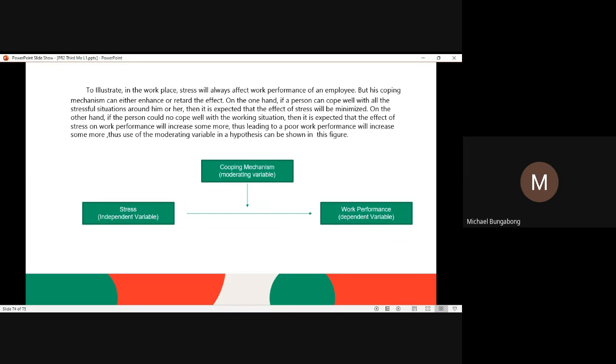So, we do have the moderating variables in the hypothesis. So, kindly take a look on that. Ito naman yung example natin, no, sa stress, yan, which is the independent variable, no? So, yung work performance naka-rely sa coping mechanism or sabihin natin yung paano nila i-handle yung stress na yan. So we call it like the moderating variable. That's another one. No? So kung mabilis o mabagal, nakasalalay yan sa coping mechanism.